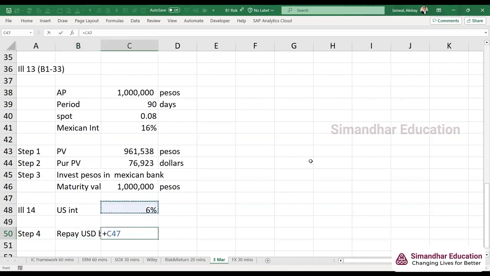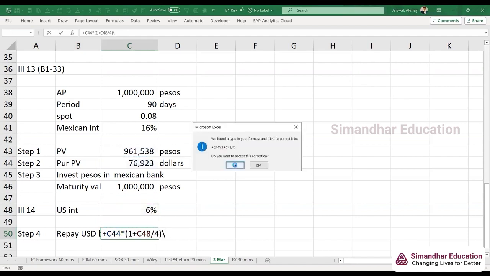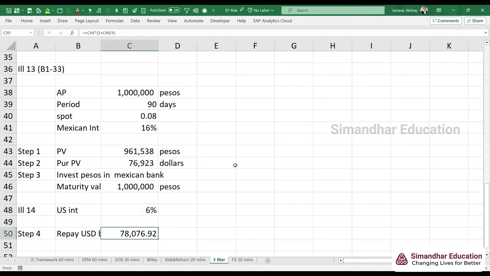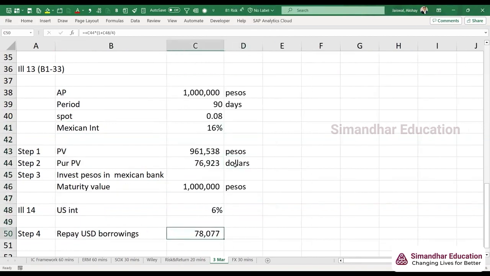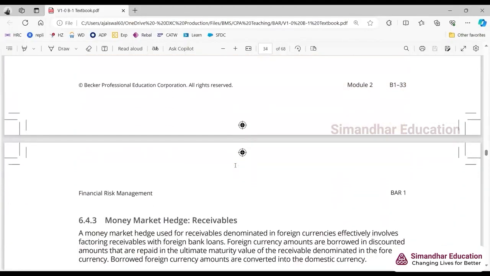So what are we going to pay back? This multiplied by 1 plus the US rate divided by 4, don't forget, because these are stated rates. So we need to repay 78,000. Even after 90 days, we will have to repay 78,000, not in pesos. So still we have been able to lock in the risk. You got it? So one more step if borrowings are also involved, we don't have excess money in our hand. If any doubts are there, please let me know.